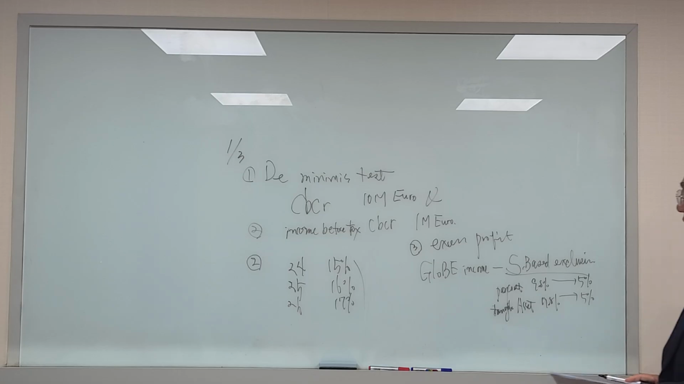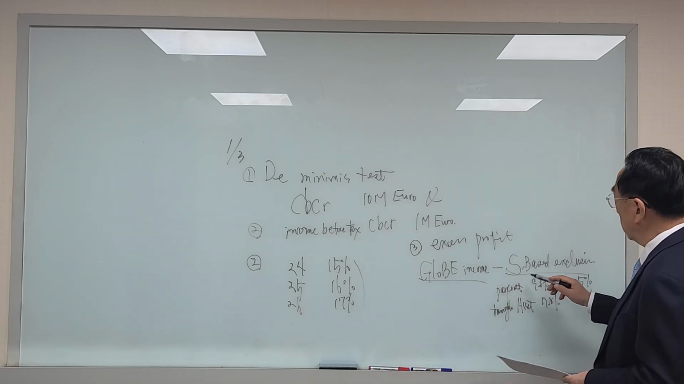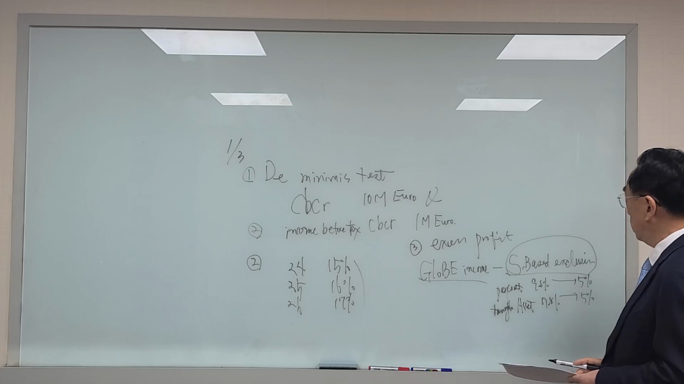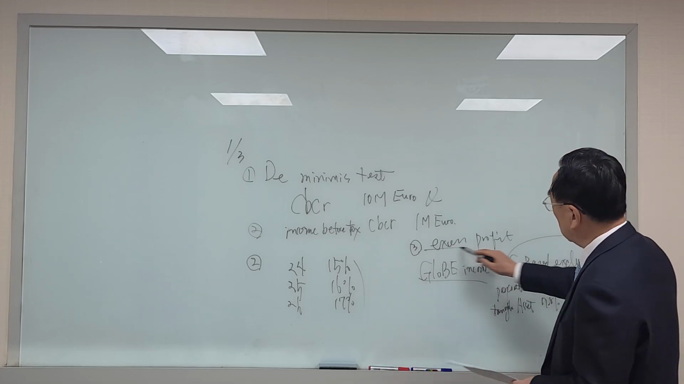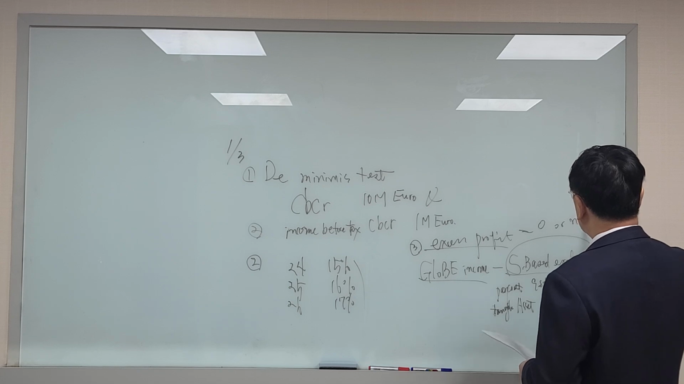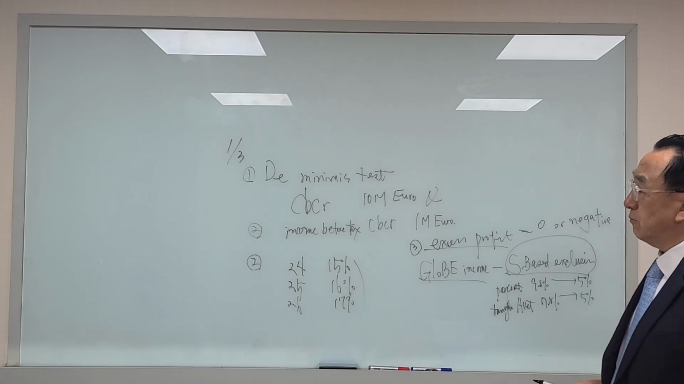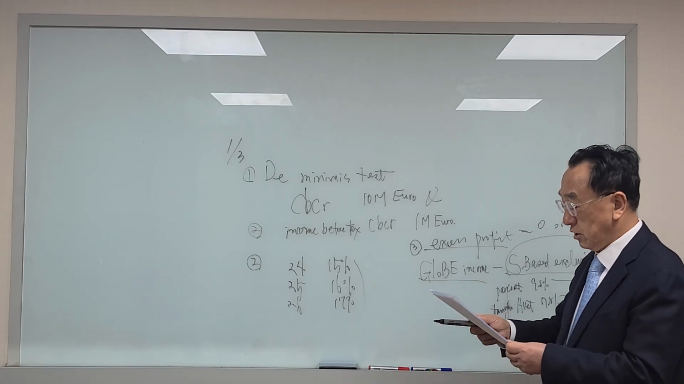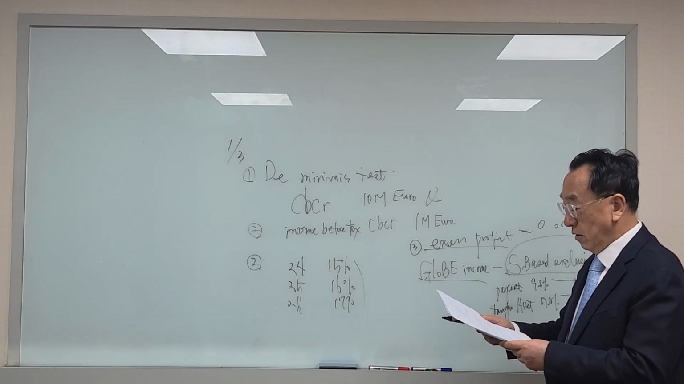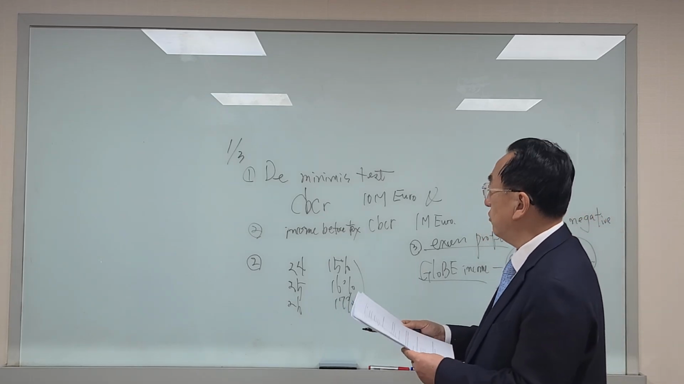Okay, but if the global income is smaller than the substance-based exclusion, then excess profit will be zero or negative. In this case, naturally, there is no need to compute GMT. So in this case, there is no need to file the GMT return. So the transitional relief will be given.